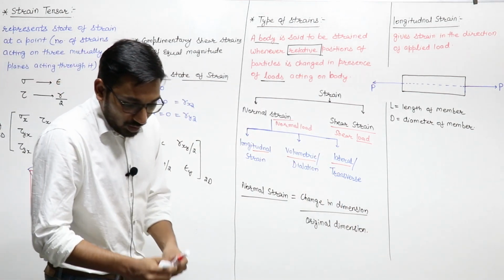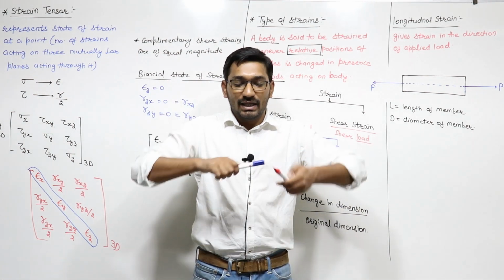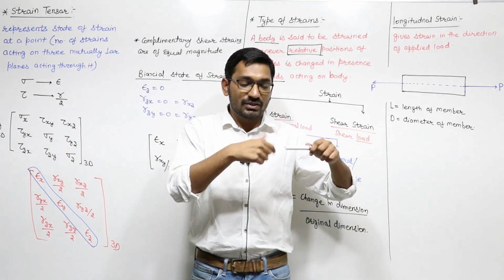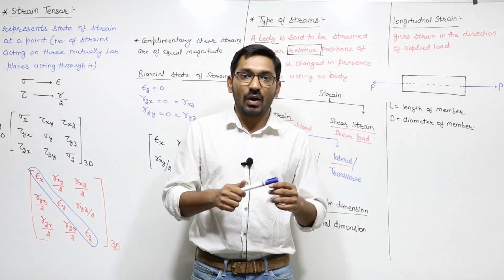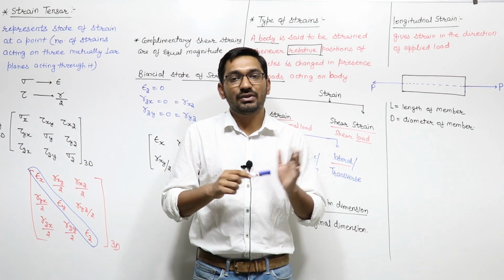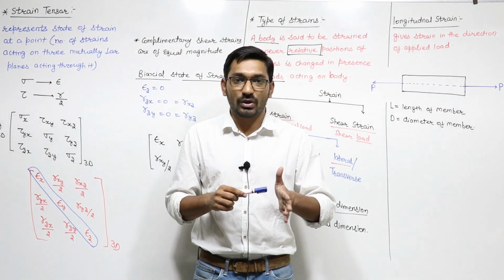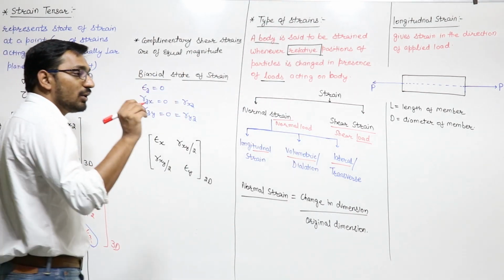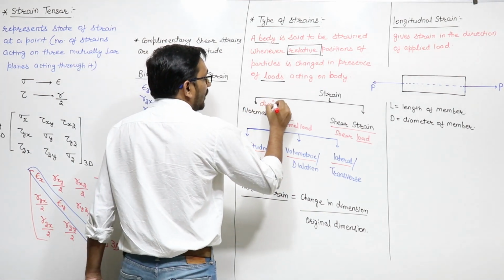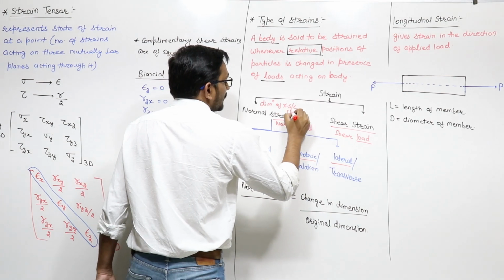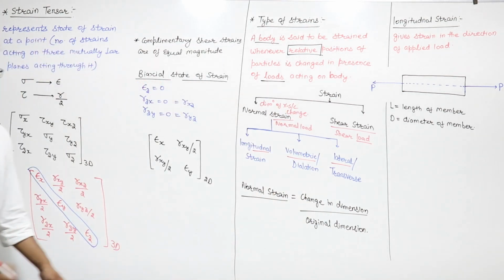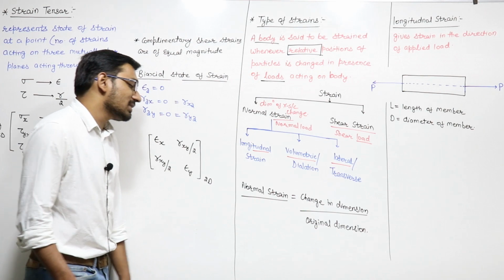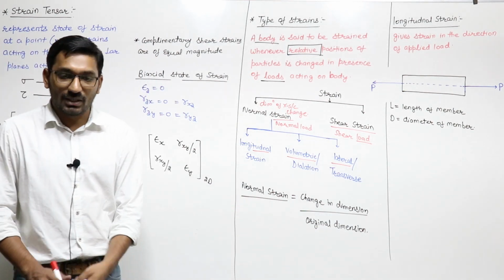And we know that because of normal strain, if I apply a normal load on this, its length will increase, its diameter will decrease. So the dimension of this body, or the dimension of this cross section, will change, right? Because of the normal load. This will be helpful for you in your numerical part: because of a normal strain, the dimension of the cross section will change, and that change in dimension upon original dimension will give you a normal strain.